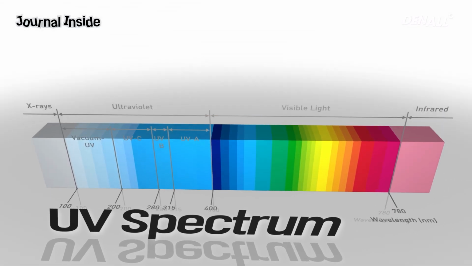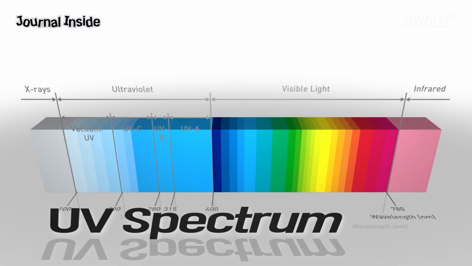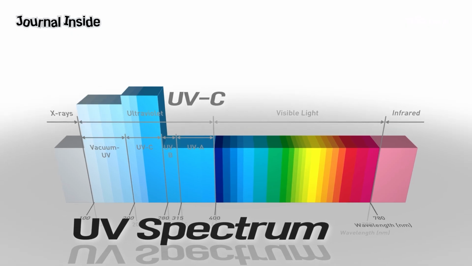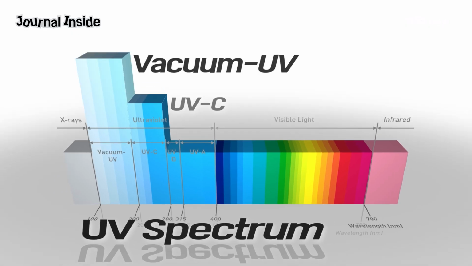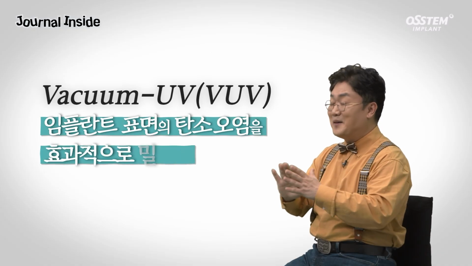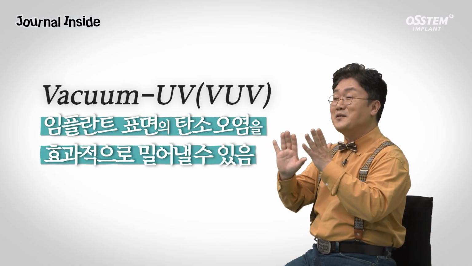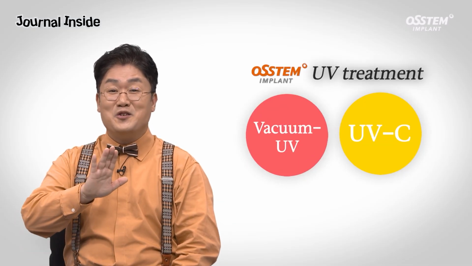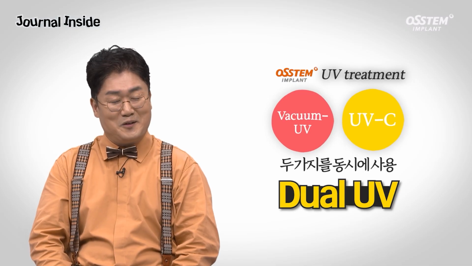UV has a broad spectrum. In the past, UVC was widely used. However, the latest trend in UV treatment is to use more powerful vacuum-UV. More powerful vacuum-UV can effectively push carbon from the implant surface. Osstem has developed a dual UV treatment protocol that utilizes both vacuum-UV and UVC.